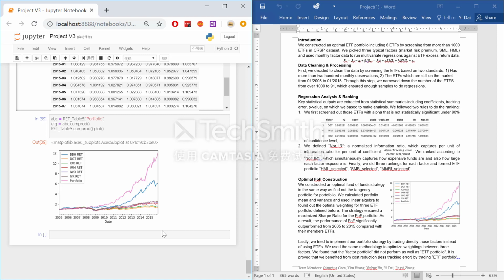Second, risk control. We maximized Sharpe ratio and got small tracking error. Last but not least, creativity. We used a very innovative normalized IR in the ranking process to ensure our uniqueness compared with other FOFs on the market. With that being said, we are pretty sure our FOF is your best investment choice.